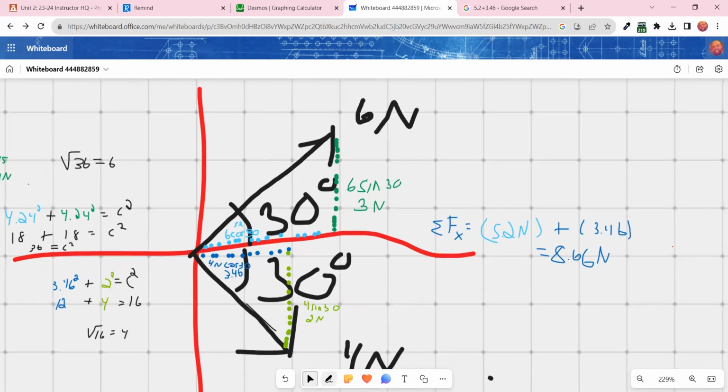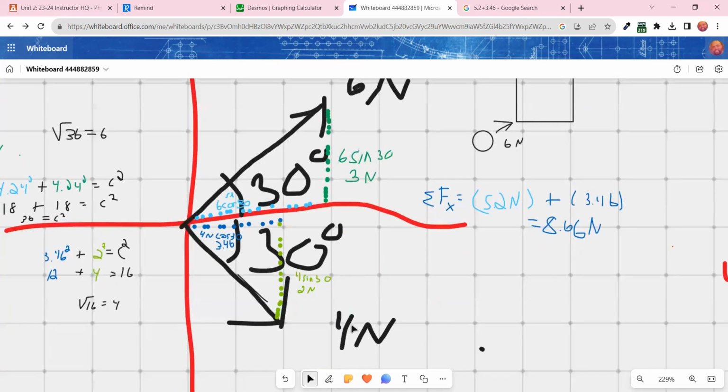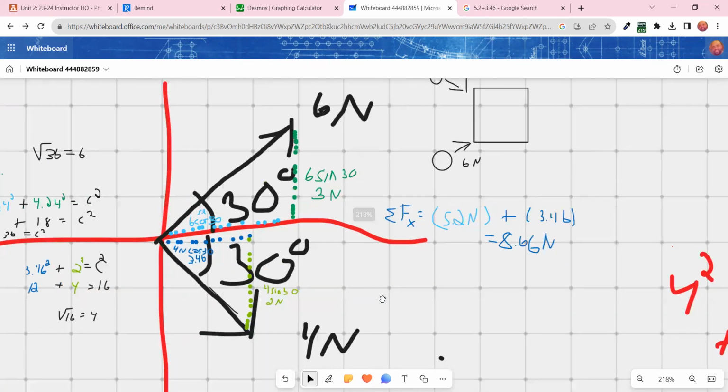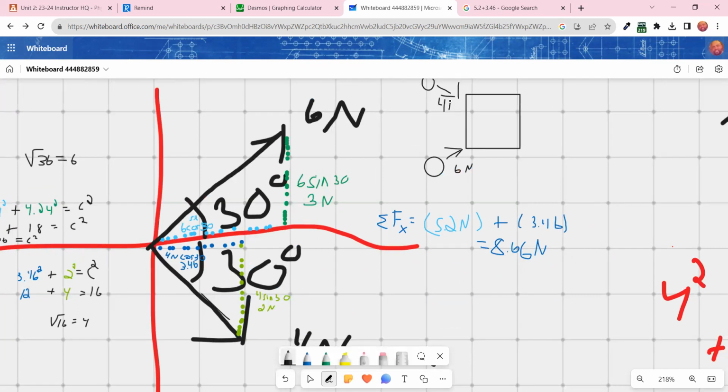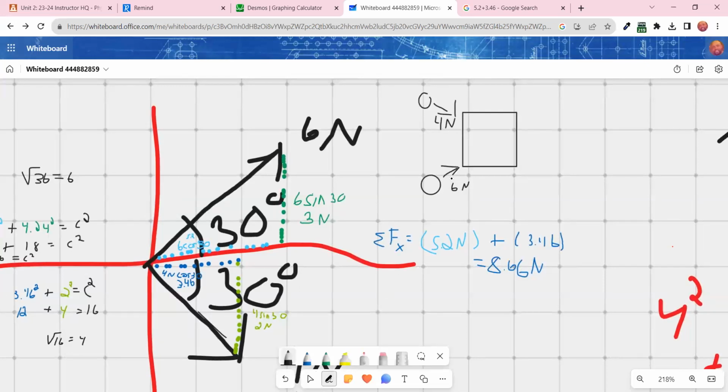So imagine, I'll give you a real example. I'm taking the same problem. All right. Here's a box, a table. And imagine you're looking down at the table. I have a person right here pushing the table this way with 6 newtons of force. And I have a person here pushing the table this way with 4 newtons of force. They are both pushing at a 30-degree angle. It's just that this guy is above, this is 30 degrees, and this guy is below 30 degrees.